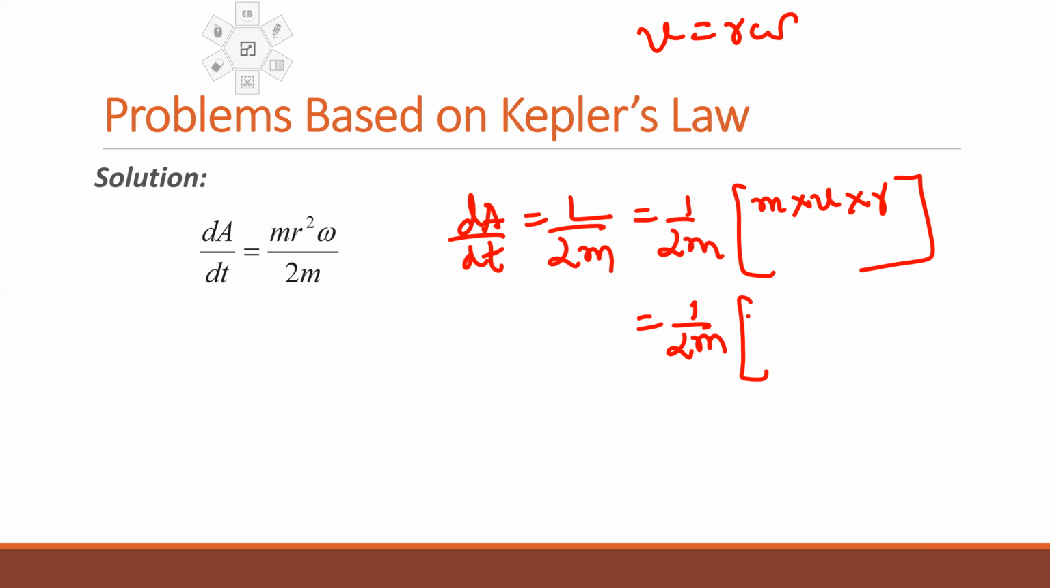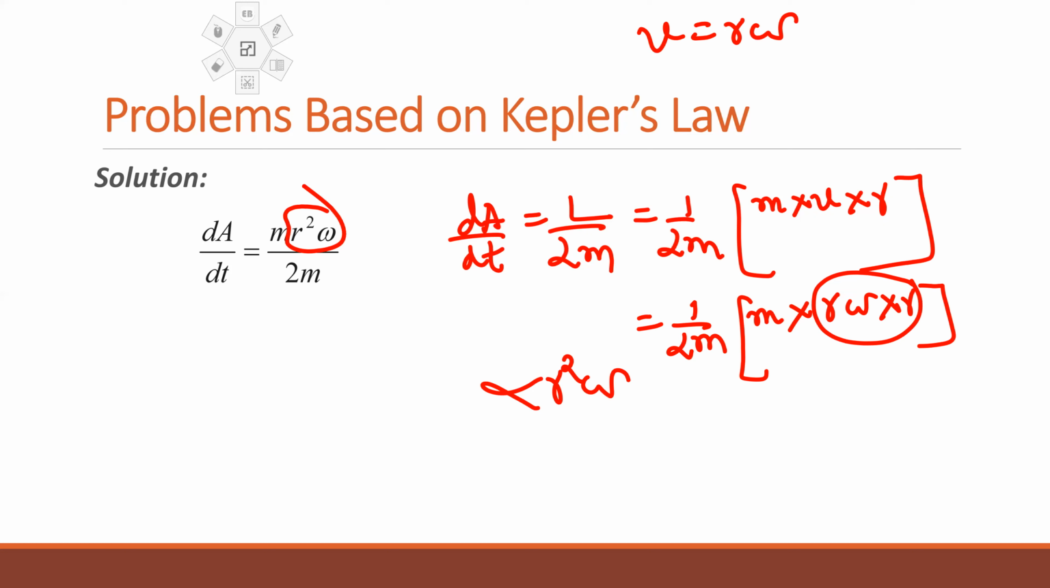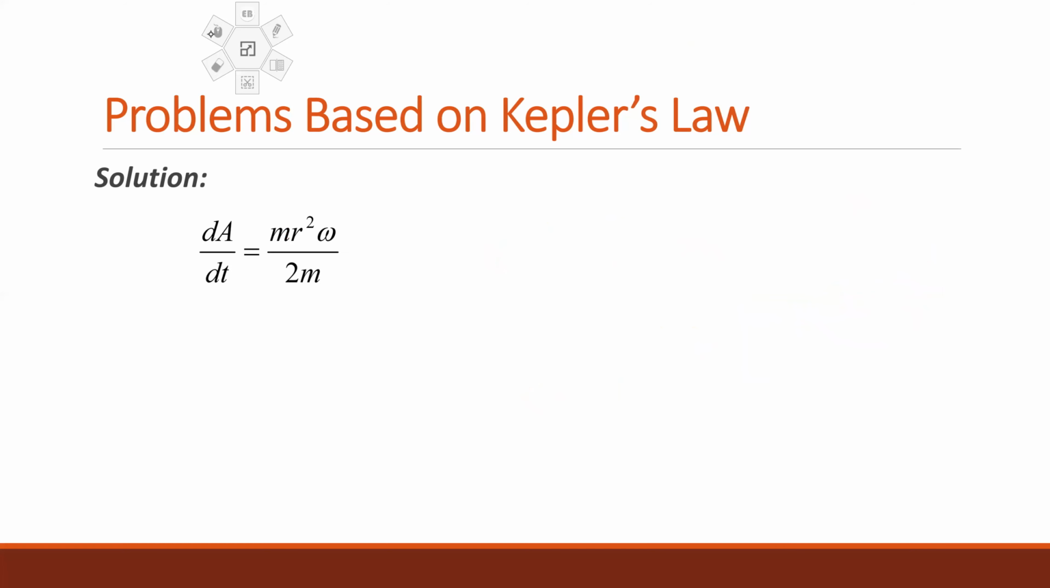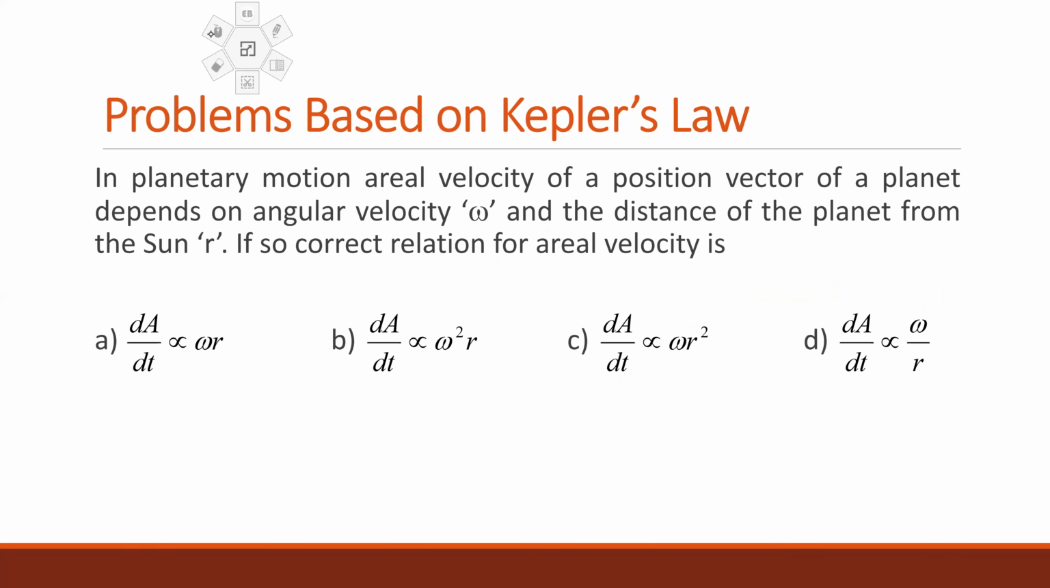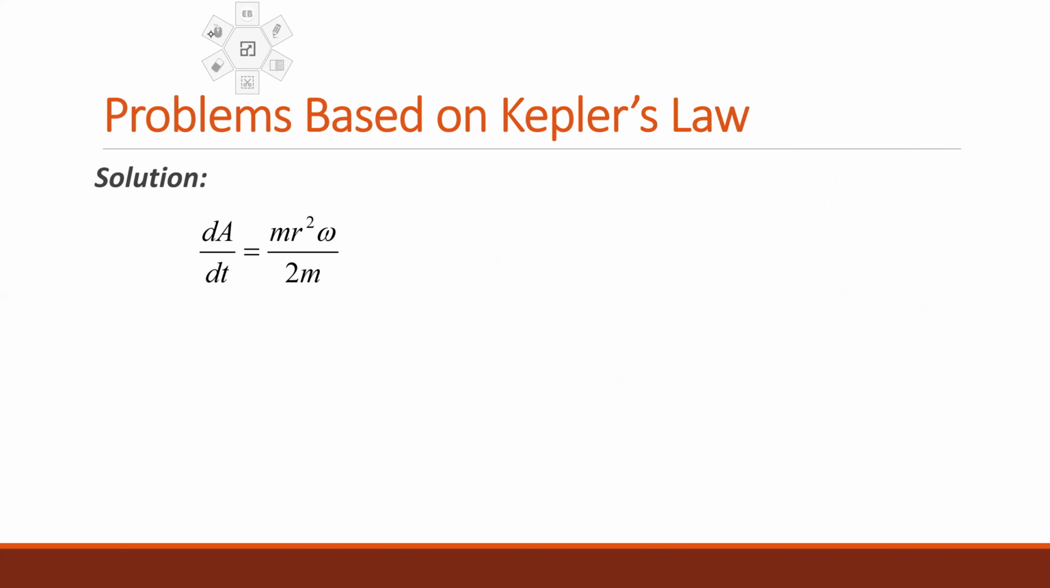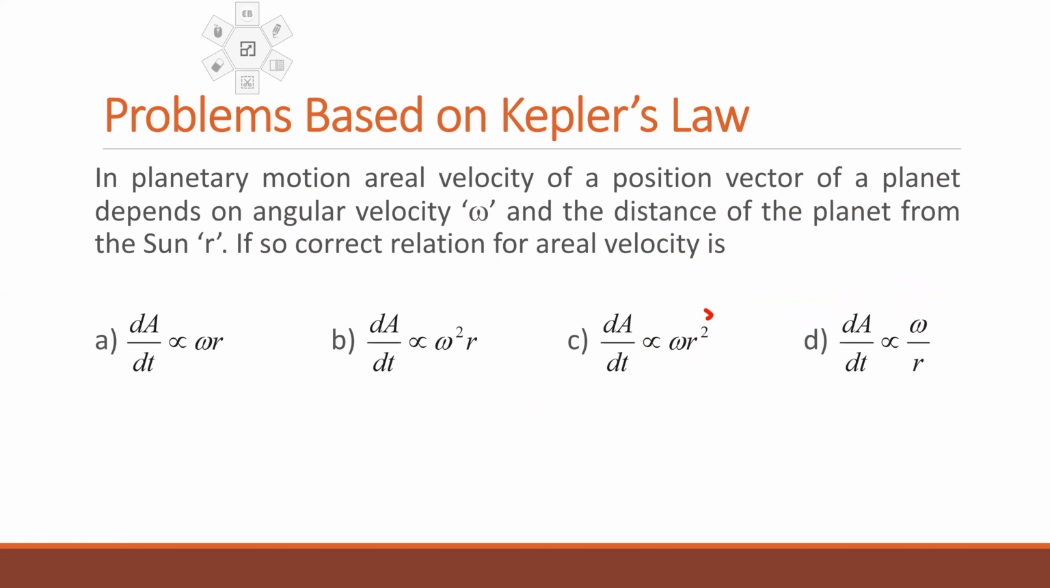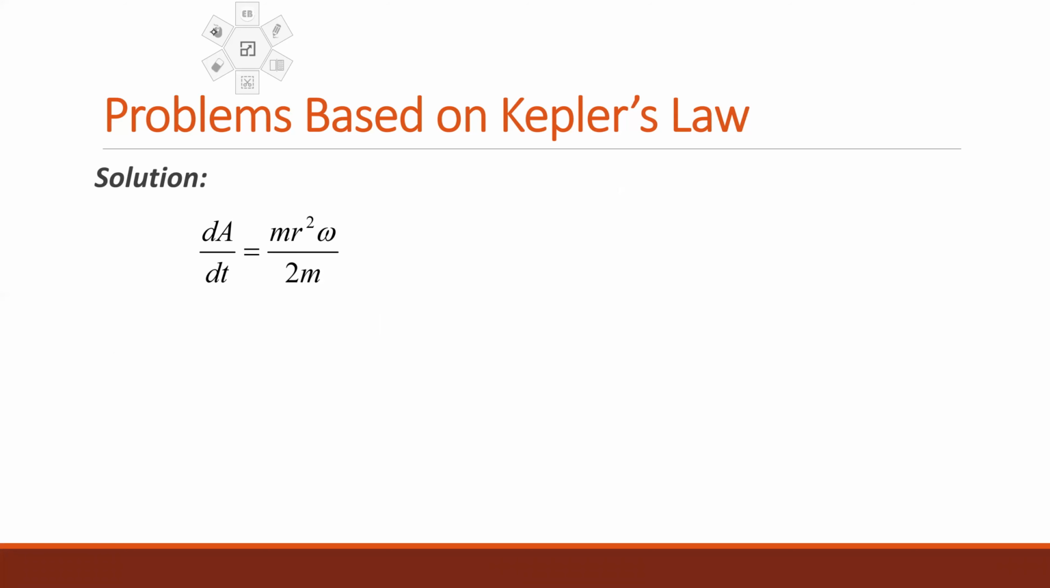So this is 1 by 2m into m into v, which is r omega, into r. So this quantity is directly proportional to r square into omega. Check your answer. Which is the right choice? It is r square into omega, or omega r square. Now this one is right. Next.